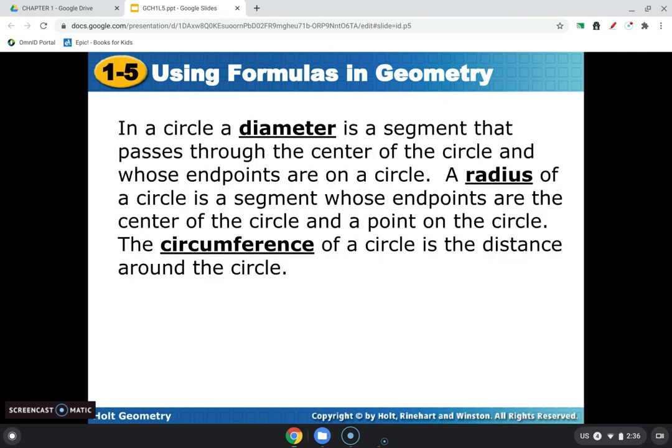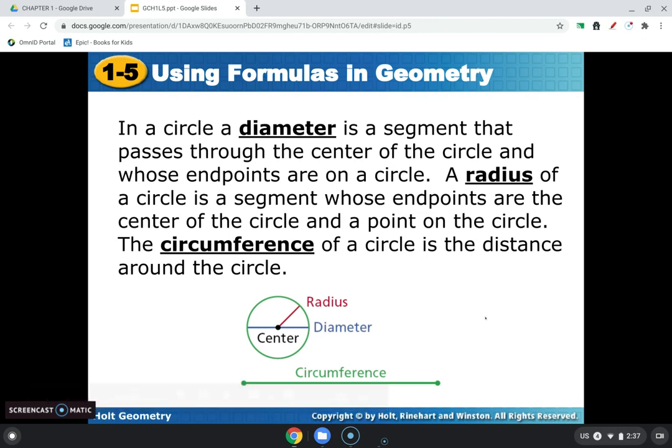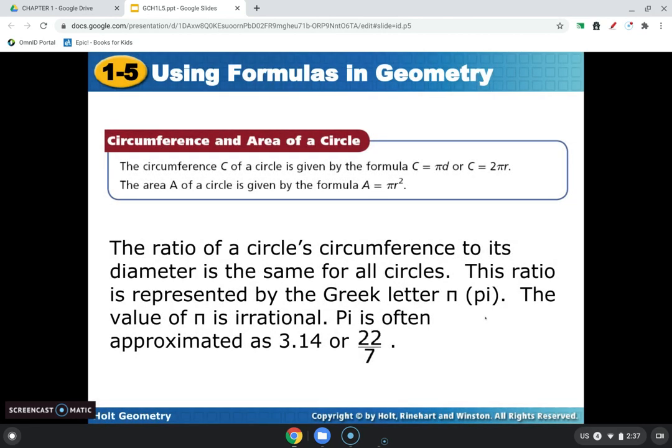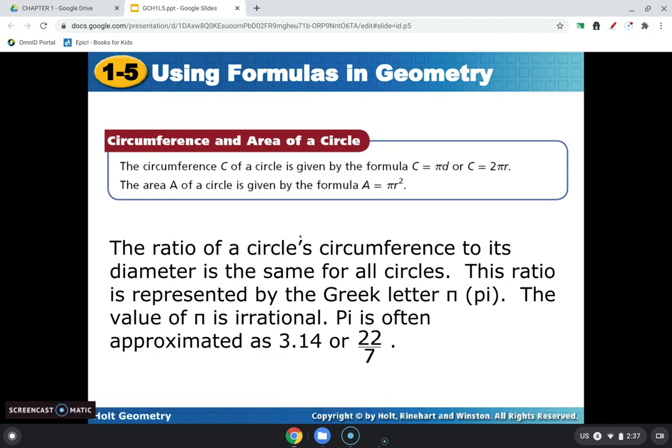All right, circles. A diameter is a segment that passes through the center of the circle and whose endpoints are on the circle. Radius is the segment whose endpoints are the center and a point on the circle, half of the diameter. Circumference is the distance around the circle. So if we're looking at these, radius is the red line, diameter blue, circumference the whole circle, distance around the outside.